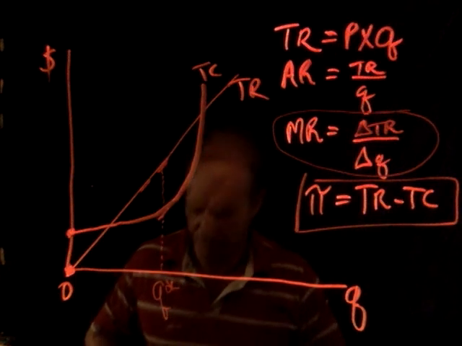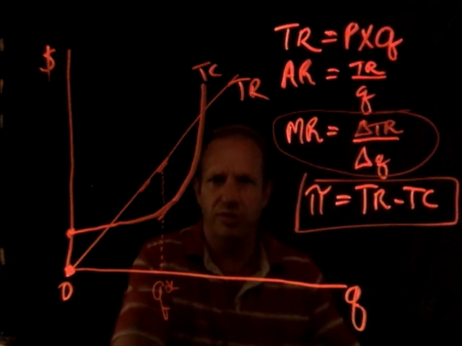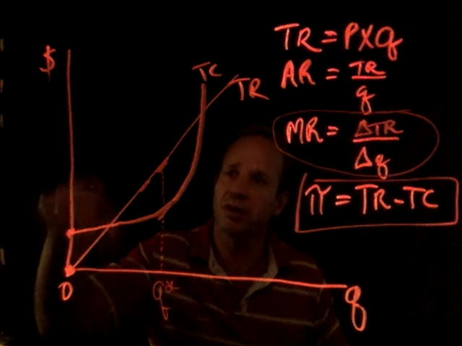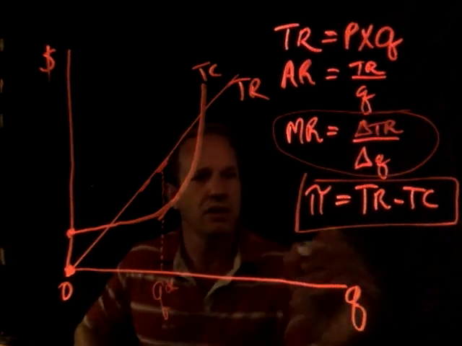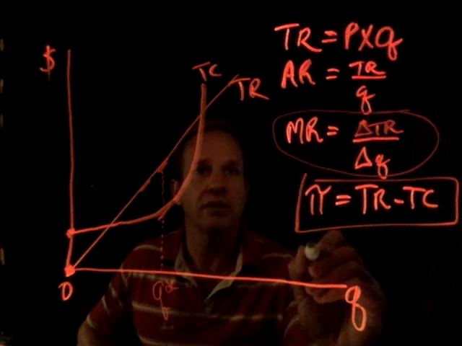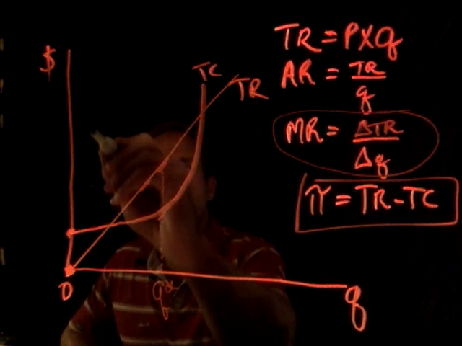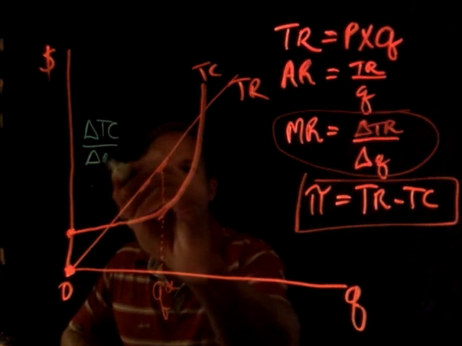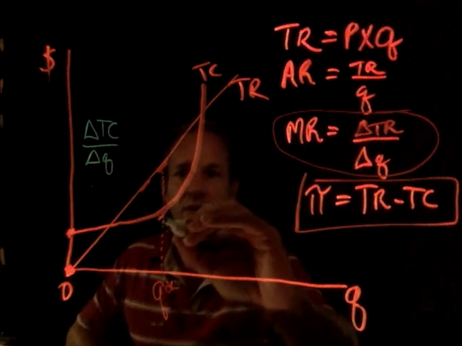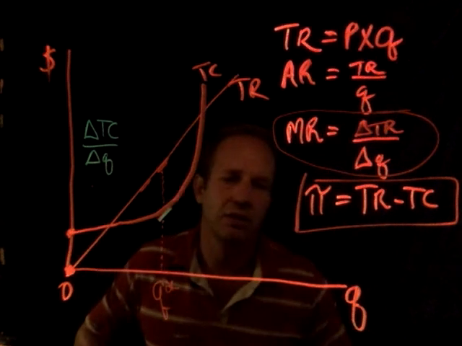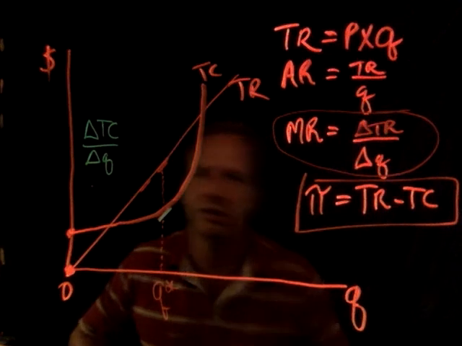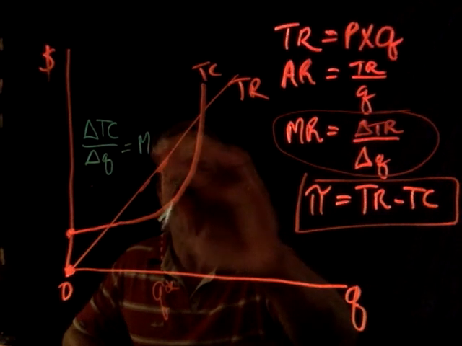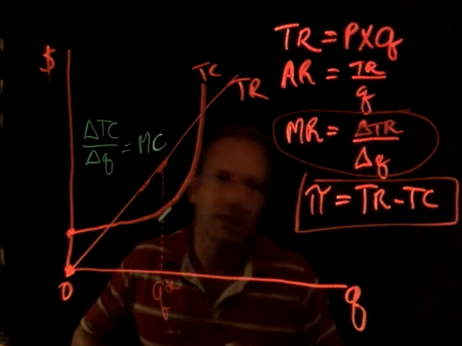Slope of the total cost curve. Let's think through what slope is again. Slope is rise over run. So it's the change in the total cost in dollars over the change in quantity. I'm going to have to squeeze this in right down here. No, let me do it over here. The change in total cost over the change in quantity is the slope of this curve. Well, what's that sound like? That's marginal cost.